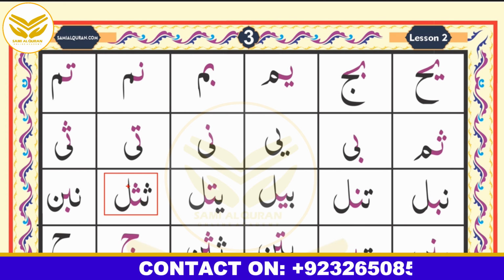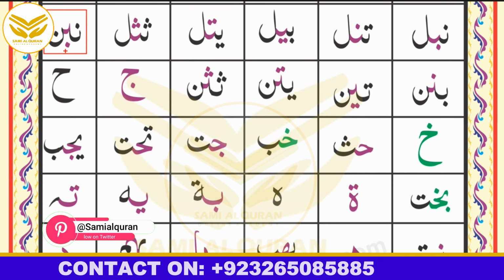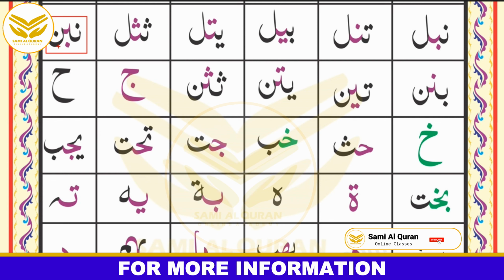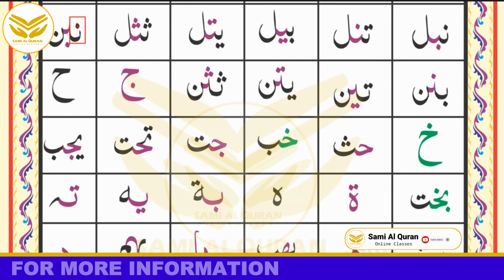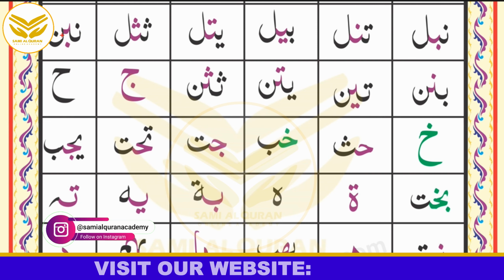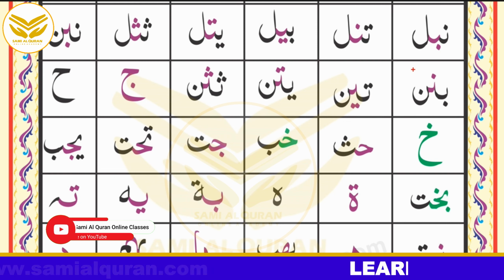Tha, Tha, Lam. Noon, Ba, Noon. Here you see the first one is Noon, which is in the black color, and the dots are also in the black color. The middle one, the purple one, is Ba because it has 1 dot in the bottom, and the last one is again Noon. So we read Noon, Ba, Noon. Next.